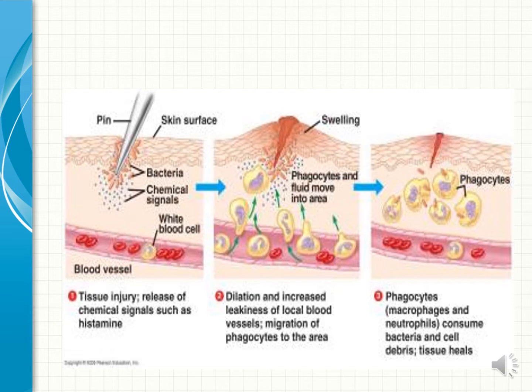We see migration of phagocytes to the area. We see the swelling in the area of injury. And here you see the increased vascular permeability, and we see the phagocytes and fluid move into the area of the injury. Then phagocytes, including macrophages and neutrophils, consume bacteria and cell debris, and with time we see the healing reaction. Tissue heals.